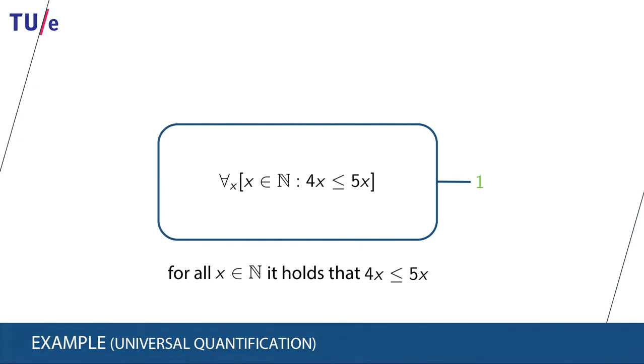Now we should issue a warning. Although I believe that the analogy gives you a good operational intuition for universal quantification, it is also a dangerous analogy. Clearly, it is not a realistic scenario to generate all natural numbers x one by one and successively evaluate the predicate 4x is less or equal 5x. Since there are infinitely many natural numbers to generate, this process will not be completed in a finite amount of time. From a logical perspective, however, the evaluation of the universal quantification is instantaneous.